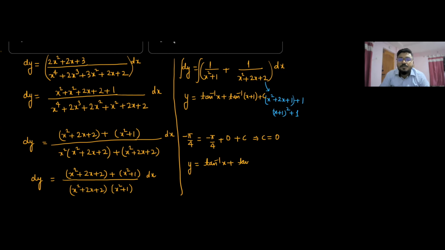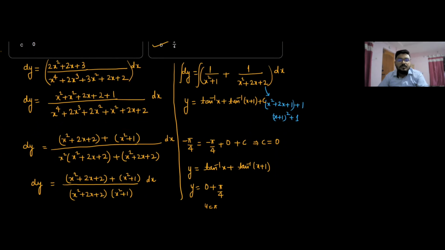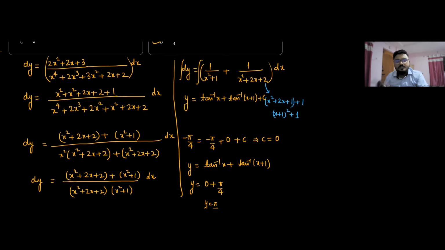C value is 0. Now they are asking for y of 0. Put x equal to 0. Then y equals tan inverse 0, which is 0, plus tan inverse 1, which is pi by 4. So y is pi by 4. So your answer is y equals pi by 4. That is option D, the correct one. Okay, so here the question was of variable separable. Fine. Moving to the next question.